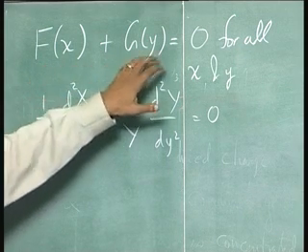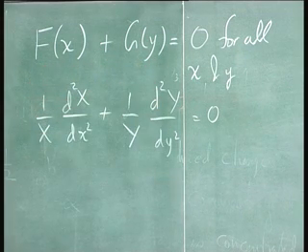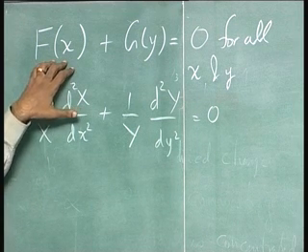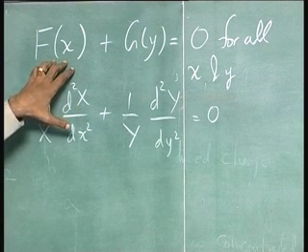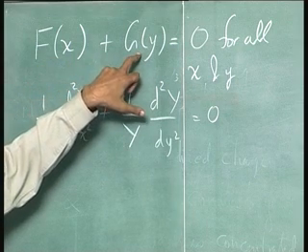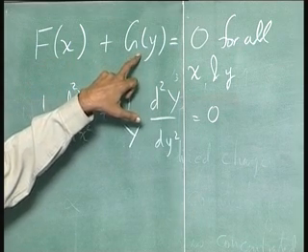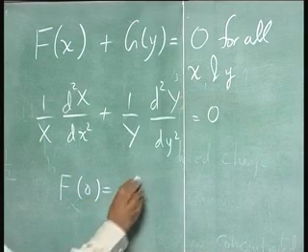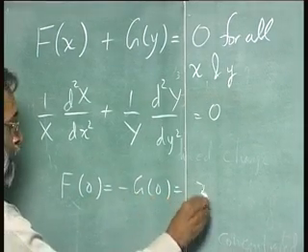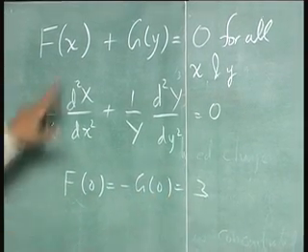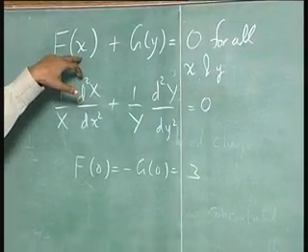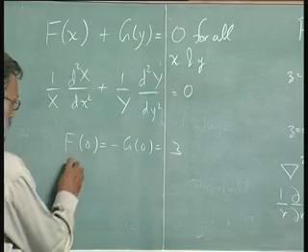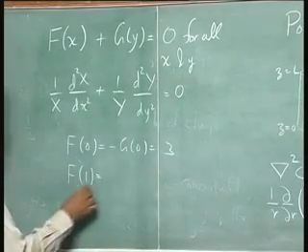But this kind of equation cannot really be true. For example, supposing f were 3 at x equals 0, then g must be equal to minus 3. So, let us say f of 0 is equal to minus g of 0, which is equal to 3. Now, what is the value of f at x equals 1? Well, supposing f of 1 was equal to 4.